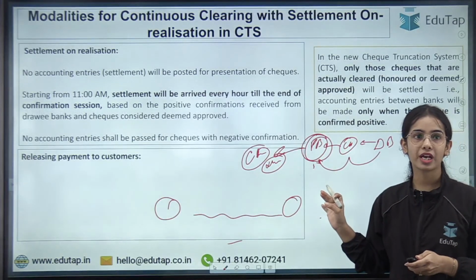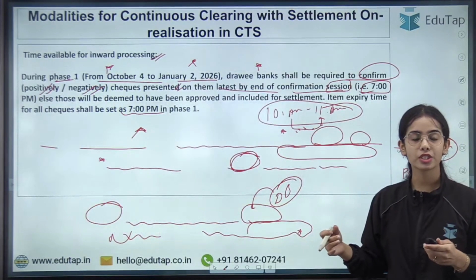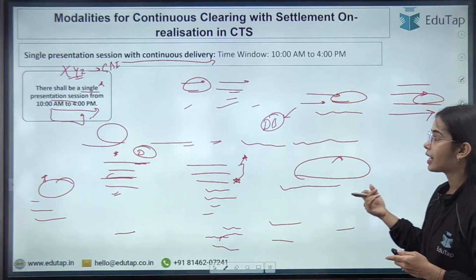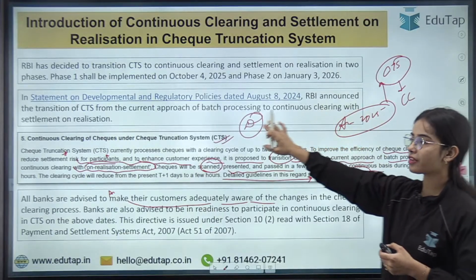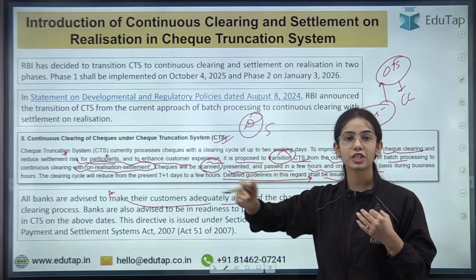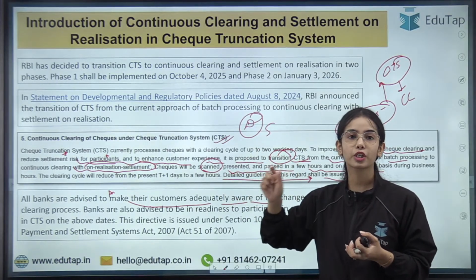So basically we have discussed the whole check truncation system. Continuous clearing has been allowed, and this is as per the Statement on Developmental and Regulatory Policies document of August 2024. The check truncation system has been allowed with continuous clearing.